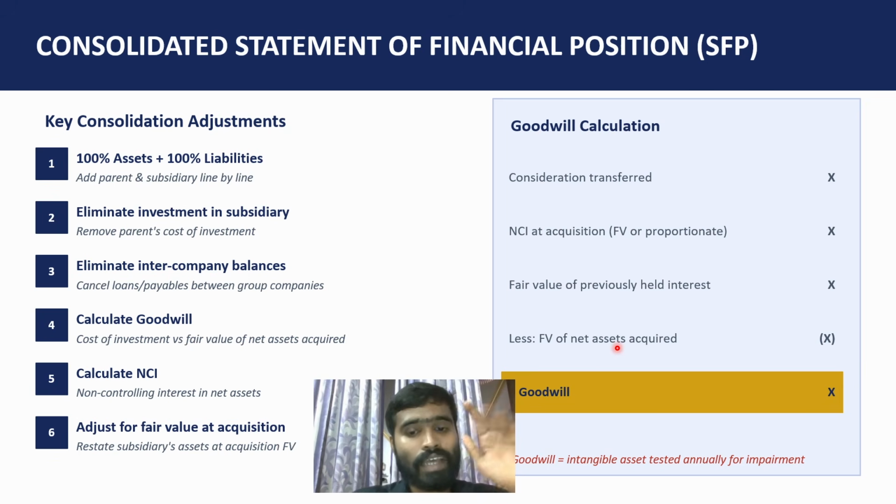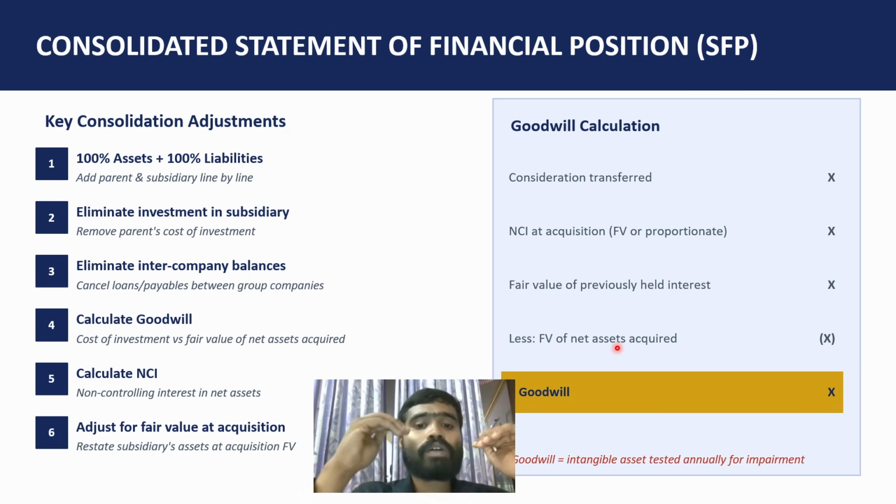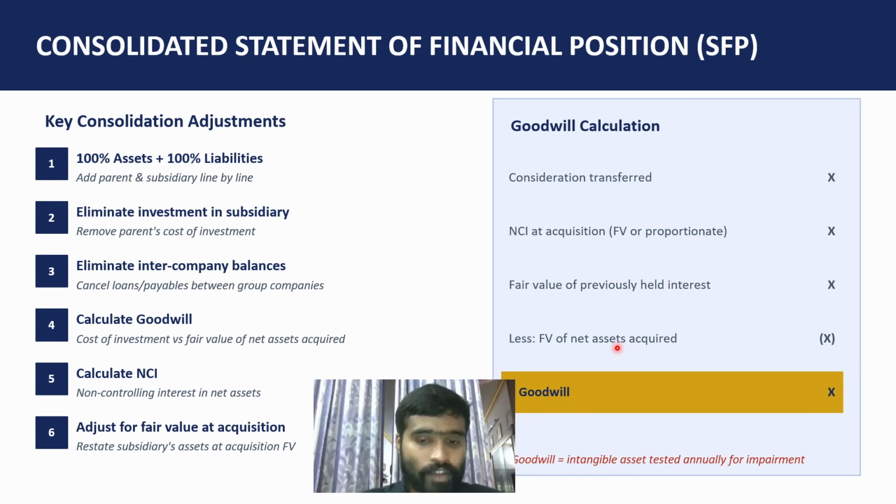assets acquired. As I said before, whatever assets acquired I have, if I am paying more, difference will be called as goodwill. So here the format of goodwill calculation is consideration transferred, add NCI, add fair value of previously held interest, minus fair value of assets acquired. We will get the answer as goodwill.